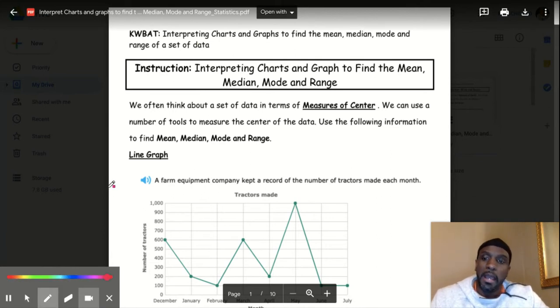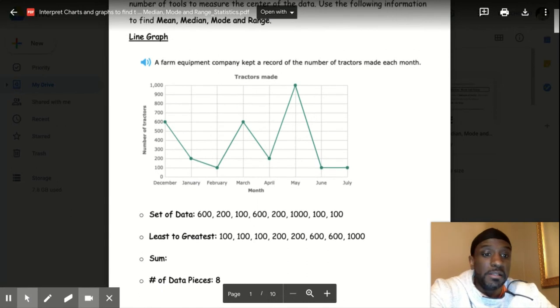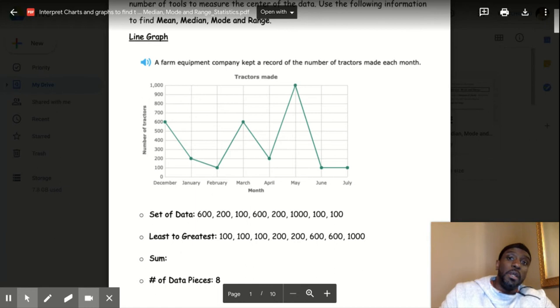Okay. I will only be calculating the mean, the mode, the median, and range for one graph. The rest of them, I will just show you how I got data from them. Okay. Now here we go. Looking at this, the first thing, this is a line graph on farm equipment that a company purchased. They kept record of the number of tractors they bought each month.